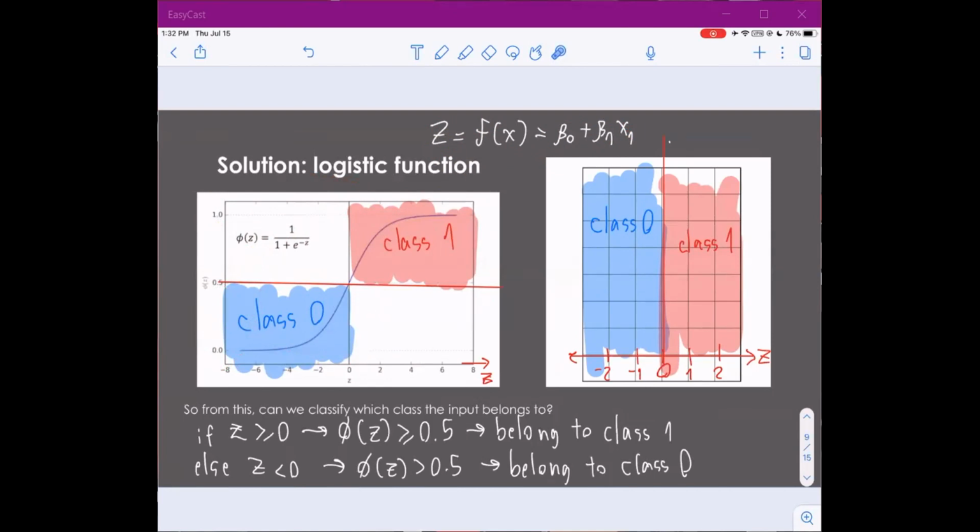I'm sorry. I saw that you have beta 0 and beta 1, but isn't that like a linear equation, and we're trying not to use a linear equation?